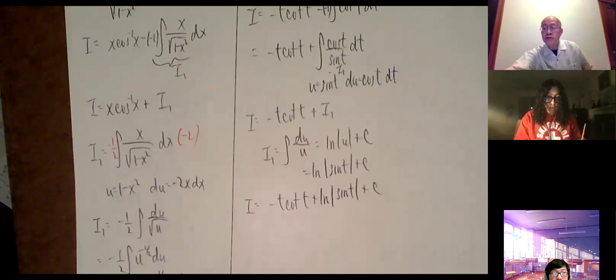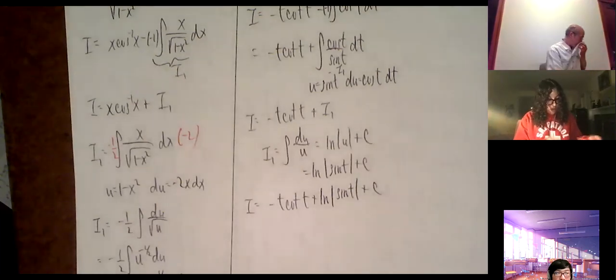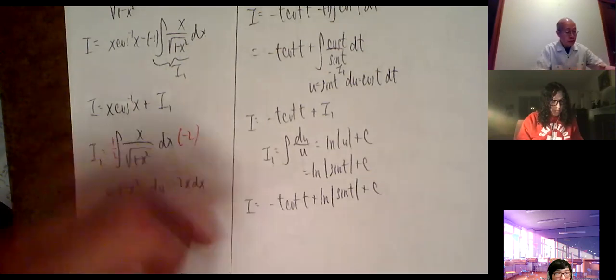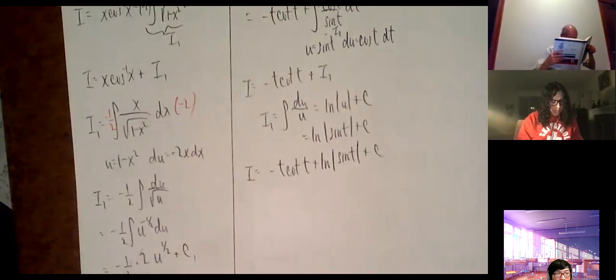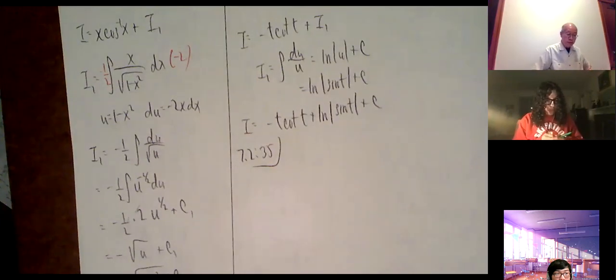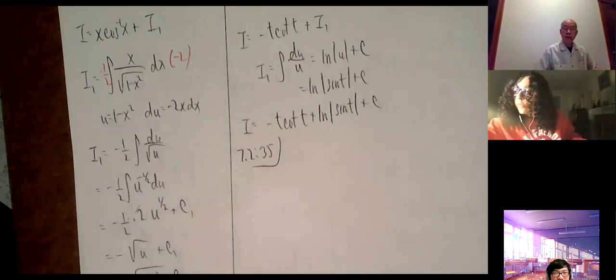Let's see what else we have here. 7.2, 35, and 37. Let's take a look. Seven point two 35. 37, I'm afraid I won't have time to do that. I can just tell you how to start it.